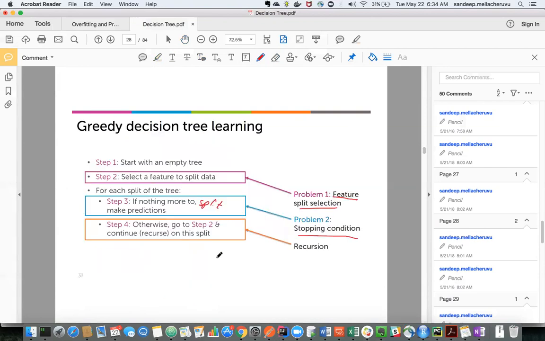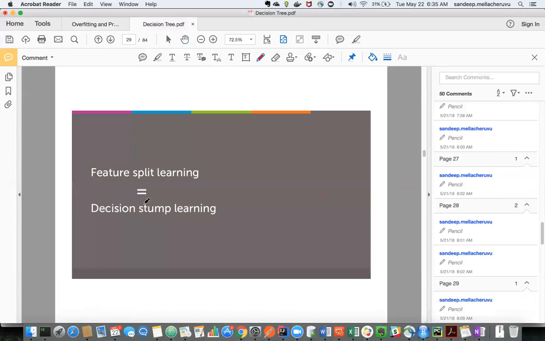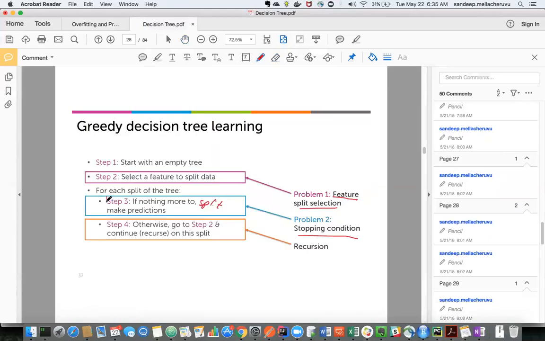Yes, Sandeep. Okay. So what we do is, if there is nothing more to split, we make predictions. If there is something to split again, then we go back to step 2. We select another feature to split the data on, and then again split it. So we keep on splitting the tree until we get a pure node. Then we go to step 3 and stop the process.